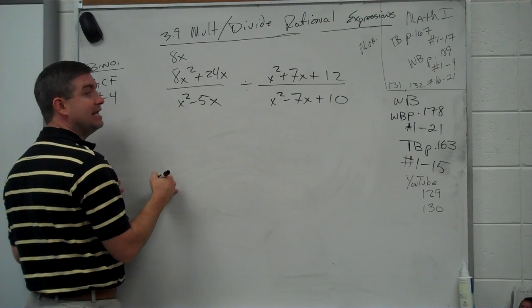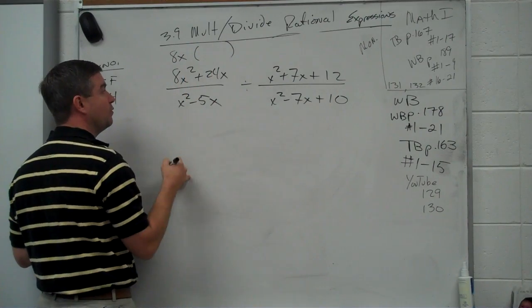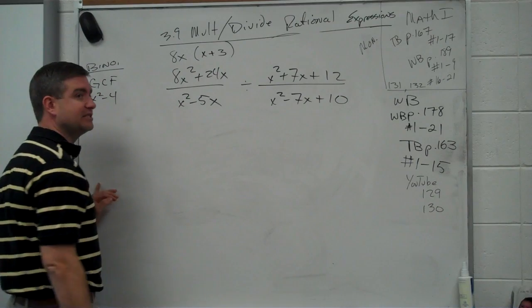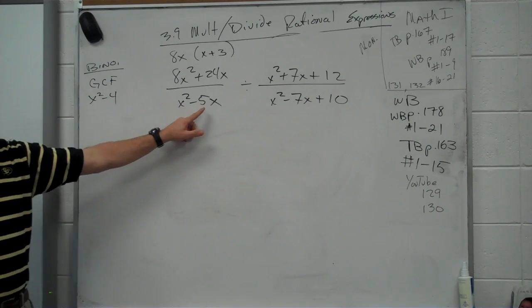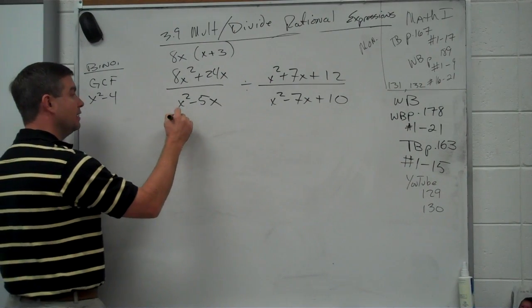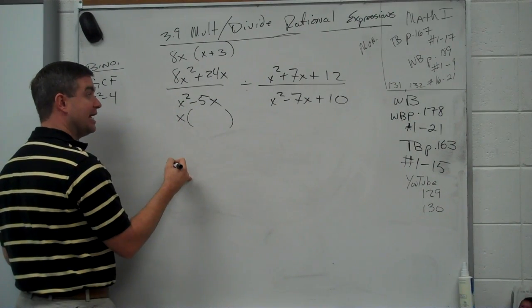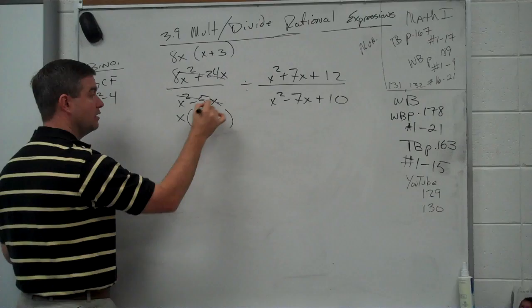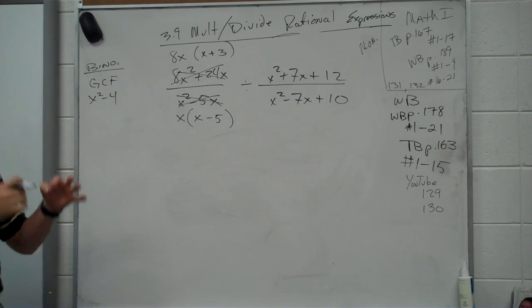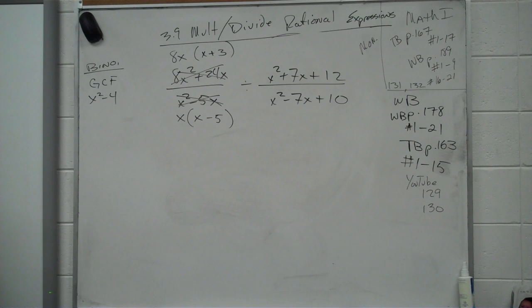What's the GCF? 8x, right? They both have an 8 in them, they both have an x in them. I take that out, and I'm left with x plus 3. How about x squared minus 5x? There's a perfect square, but is 5x a perfect square? No, it's not. So I'm thinking GCF. I pull an x out, and what's left? X minus 5. Cross out what you're done with. Be nice and neat and organized. Don't use a pen. All right, now watch.